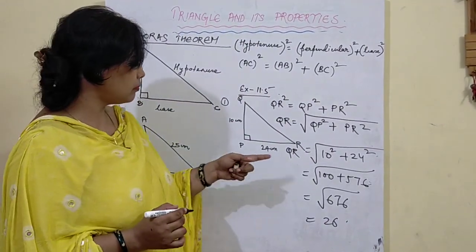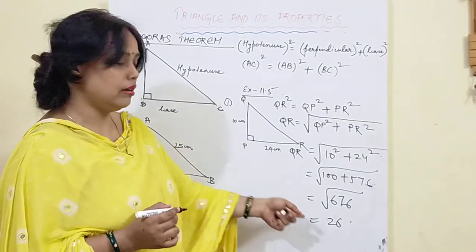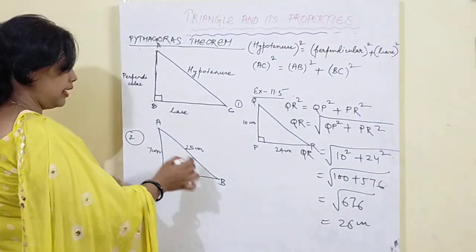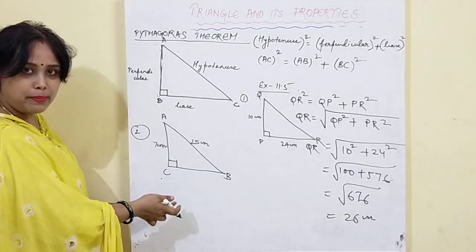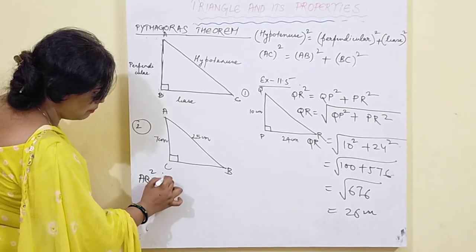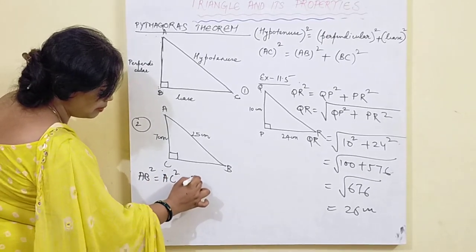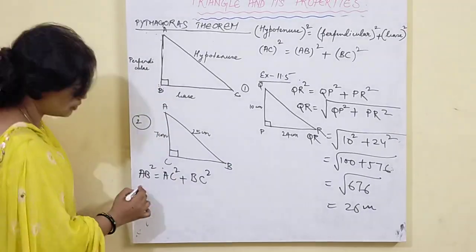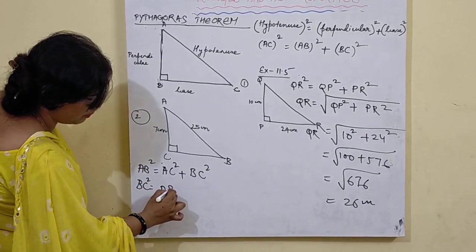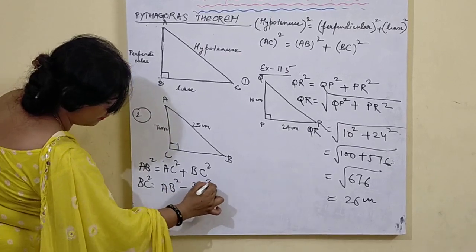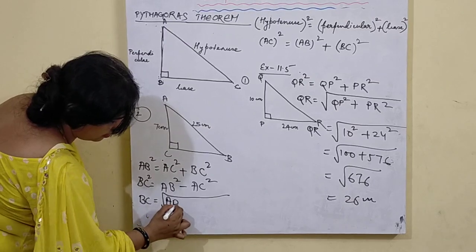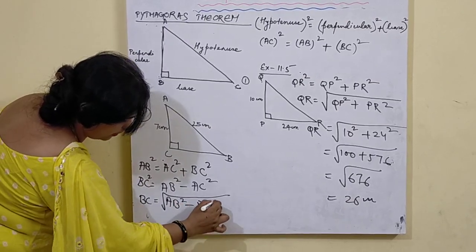So here QR is equal to 26 centimeter. This way you will calculate. Now this again we have to find out. So according to Pythagoras theorem, you will write AC square is equal to AB square plus BC square. So we have to find BC. So BC square is equal to AB square minus AC square. So BC is equal to root under AB square minus AC square.